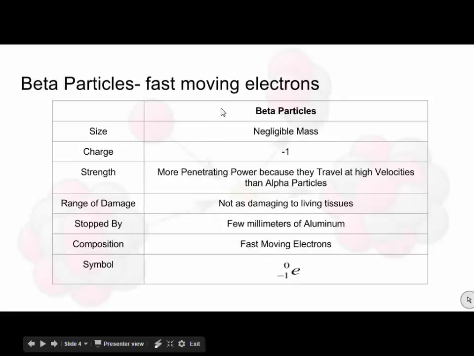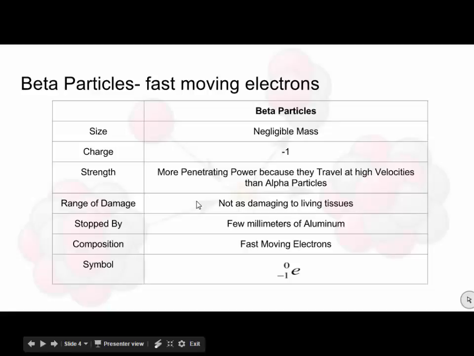Our beta particle is a fast-moving electron. Compared to the other particles, it has a negligible mass, so we consider its mass 0. It has a charge of -1 because we consider it almost like an electron. It has more penetrating power because beta particles travel at very high velocities. Because they don't have very much mass, they can travel really fast compared to an alpha particle, so it can penetrate through a lot more material.